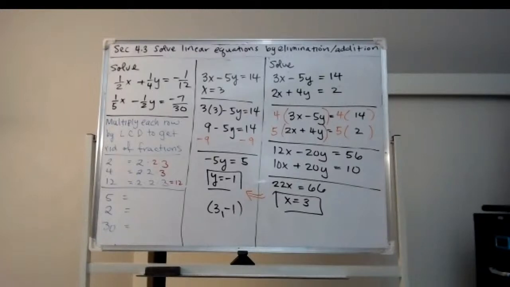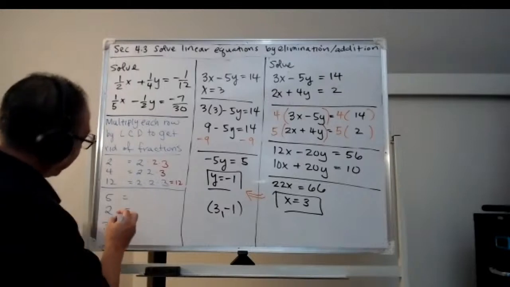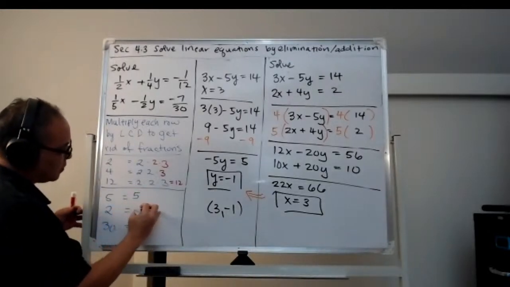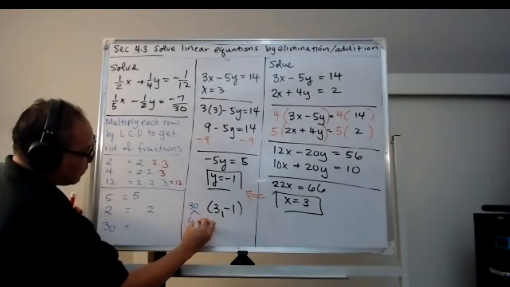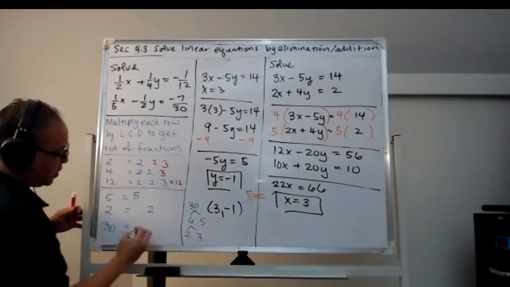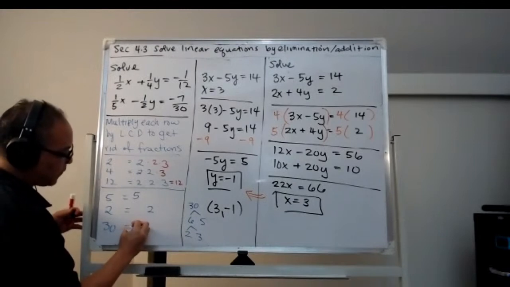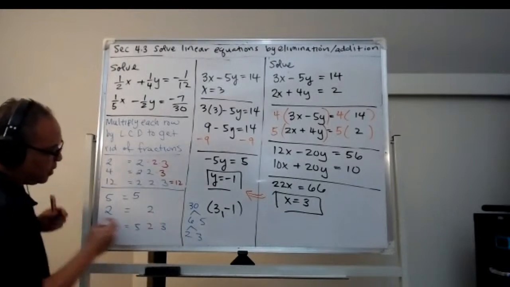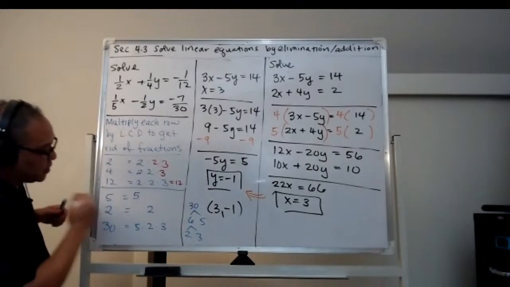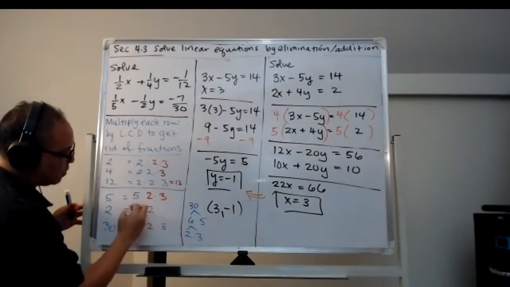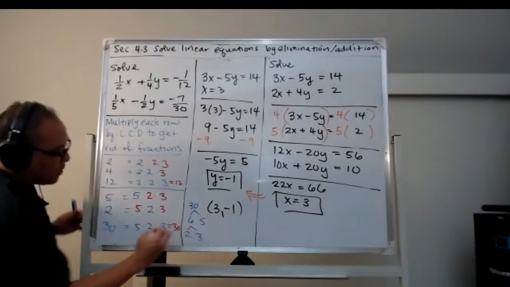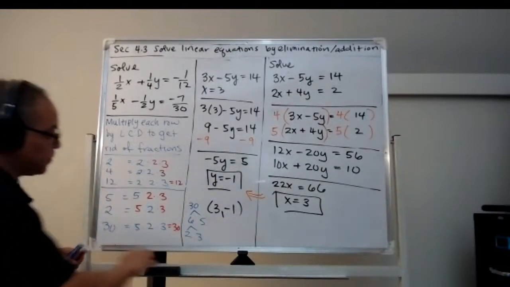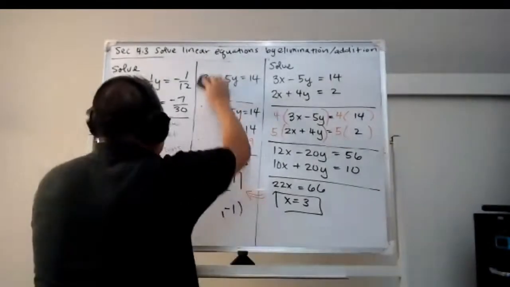Okay, so let's look at this. So this is 5. This is equal to 2, and 30 is equal to 6 times 5, 2 times 3. So I get 5 times 2 times 3. So we're missing a 2 and a 3 here, a 5 and a 3 here. So our lowest common denominator is 30. So let's rewrite this.